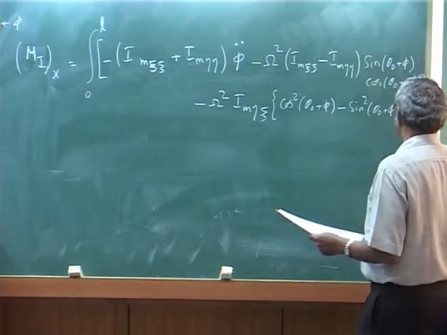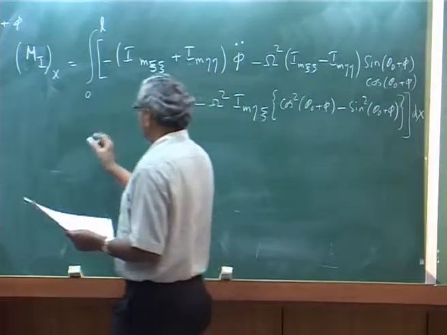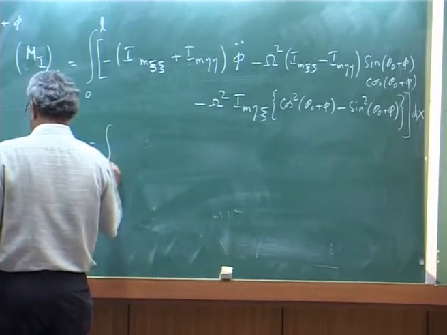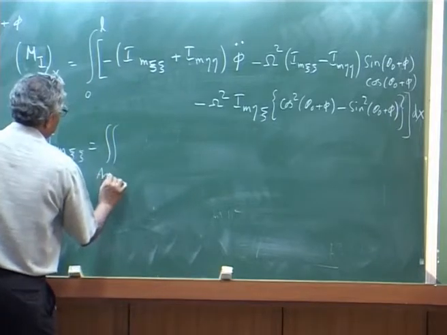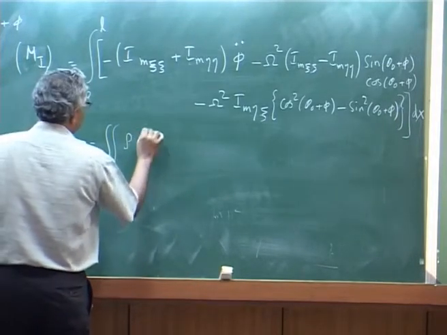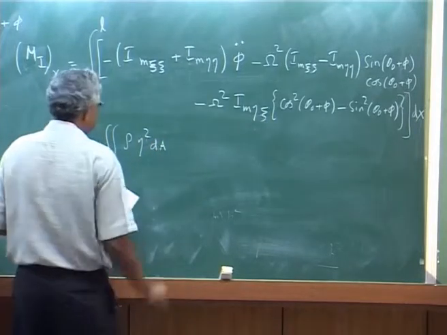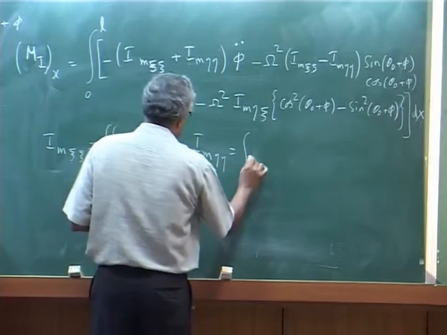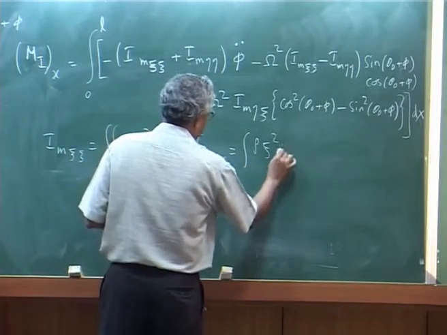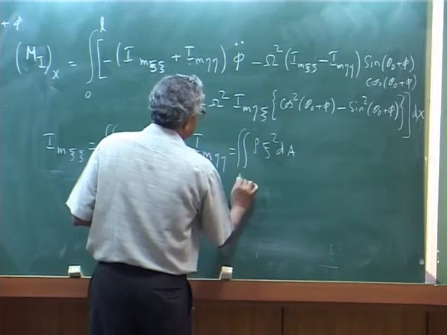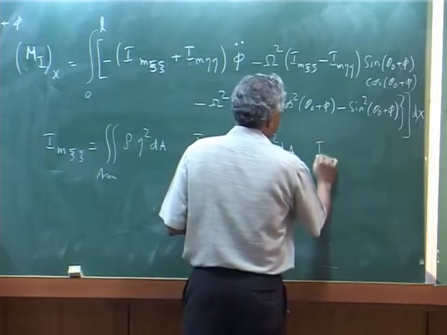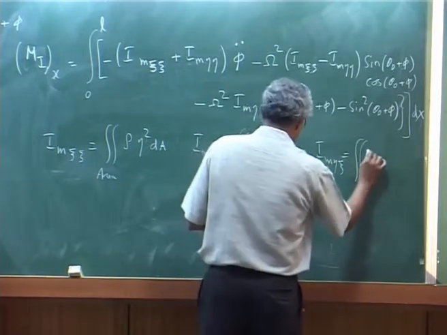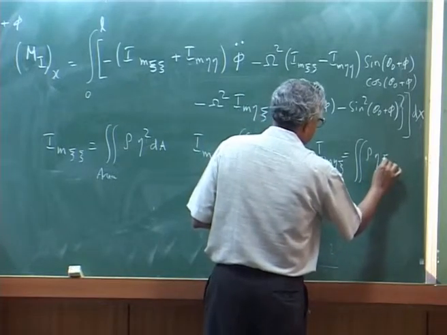into dx. Now, where this I m psi is the area integral of rho eta square dA, and then I m eta is rho psi square dA, this is the area, and then this is the cross product I m eta psi is rho eta psi dA.